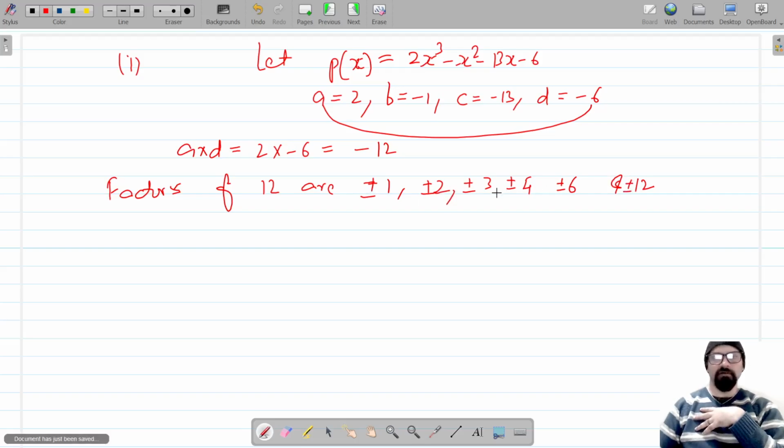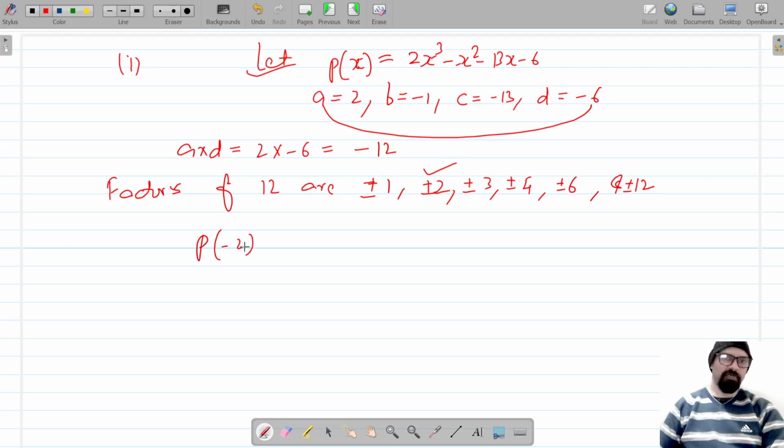Now we are going to check this polynomial for each of these values and find out when the polynomial comes out to be 0. So which one of these is the root of this polynomial? You can check, and I know that it's negative 2. So I'm going to write p of negative 2. Let's put negative 2 in this polynomial.